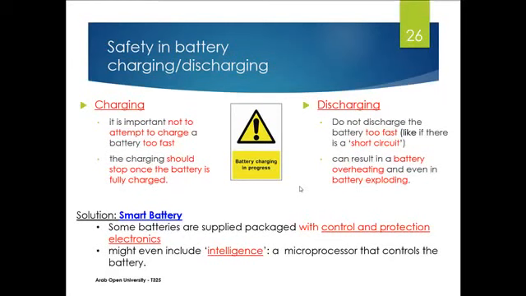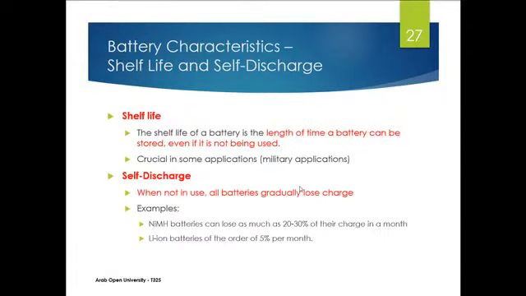This intelligence is usually introduced in the smart battery, where we have a kind of microprocessor that controls the battery and thus will control the charging and discharging, and stop at a certain time if we are charging, or stop the discharging if there is a kind of short circuit. This will protect the battery further, and from a safety point of view it is considered an added value to the use of the battery, and this is what we call the smart battery.